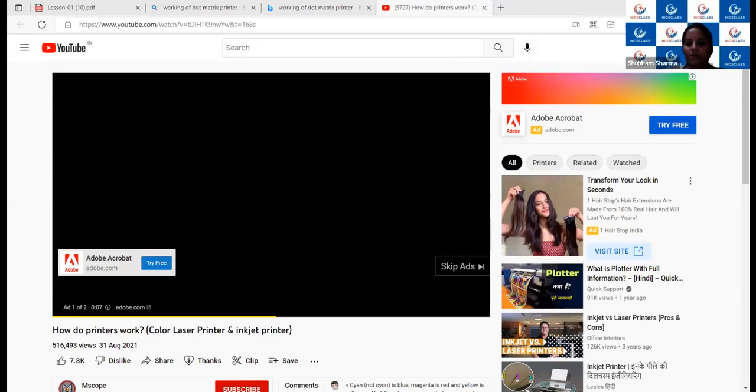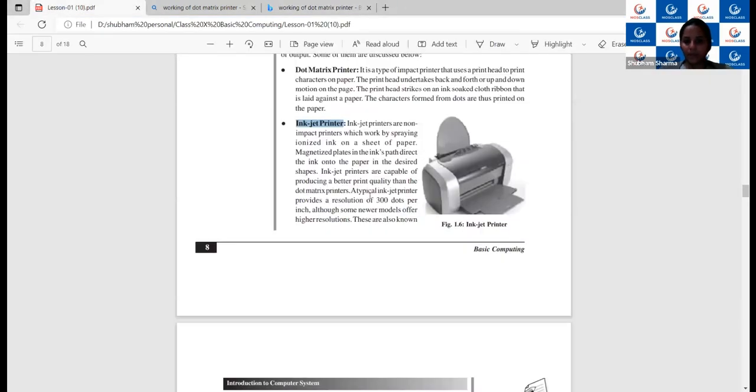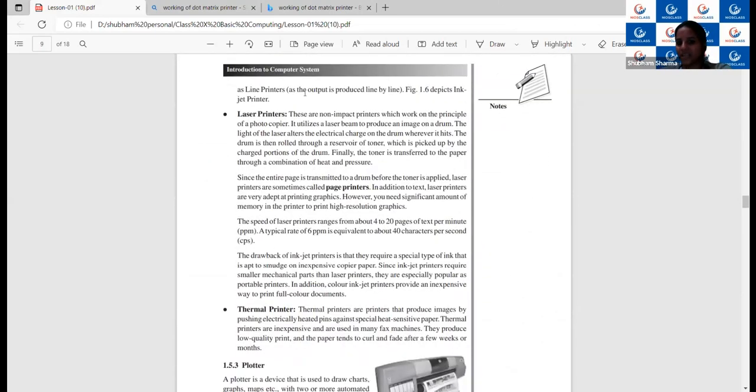So I have added this on your resource section. So you people may go to the resource section and just view the video about the working of the inkjet printer, right? So we will move forward to laser printers. Nowadays laser printers are being used, which is also your non-impact printer. It works on the principle of photocopier. So it utilizes a laser beam to produce an image on a drum. The light of the laser alters the electrical charge in the drum wherever it hits. The drum is then rolled through a reservoir of toner, which is picked up by the charged portion of the drum. Finally, the toner is transferred.